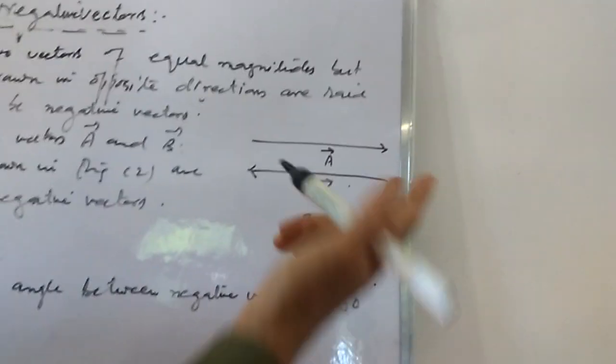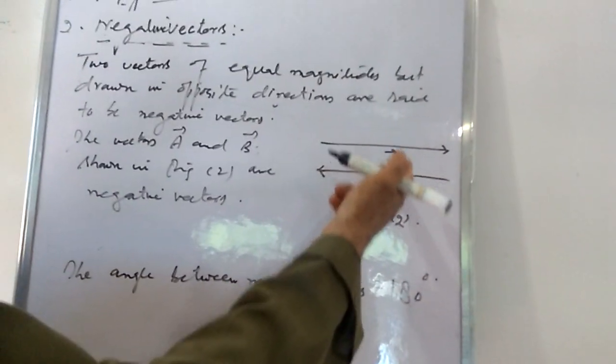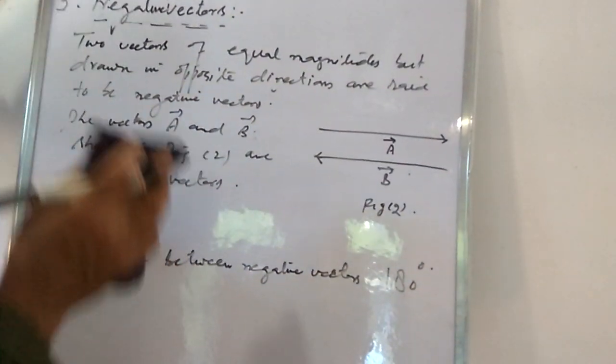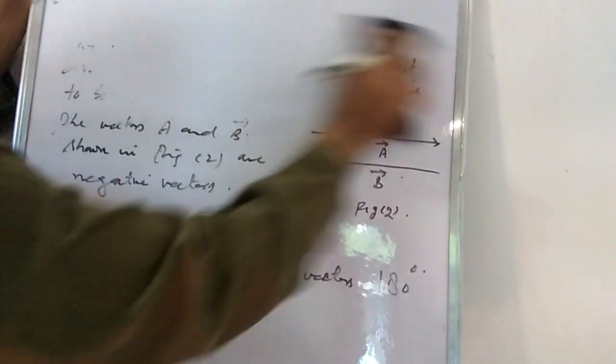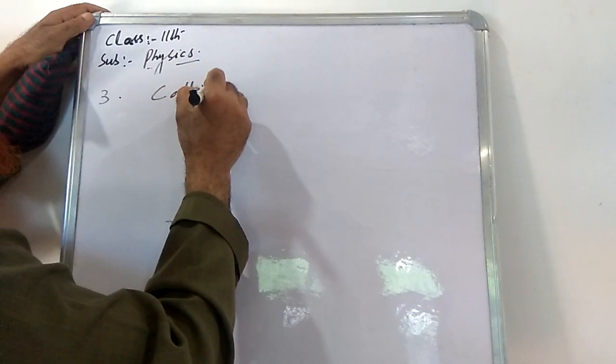There is simple difference. If they are having equal magnitude and same direction, then they are said to be equal. If they are equal magnitudes but drawn in opposite, then we can say they are said to be negative vectors. And angle between equal vectors is 0 degree and the angle between the negative vectors is 180 degree or pi radians. Then after that, what are collinear vectors?